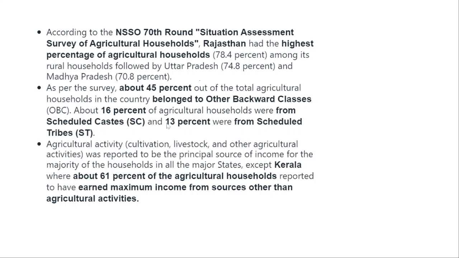16% belong to the scheduled castes, 13% to the scheduled tribes. So remember this. Try to remember these figures. OBC very high in number, 45%, 16% scheduled caste, 13% scheduled tribes.